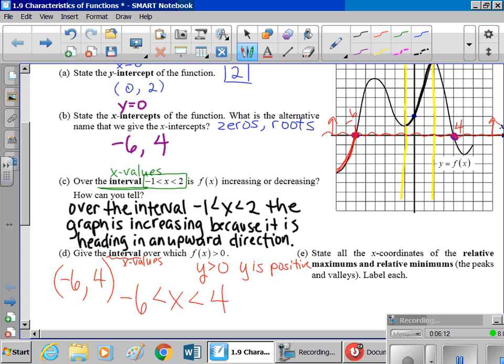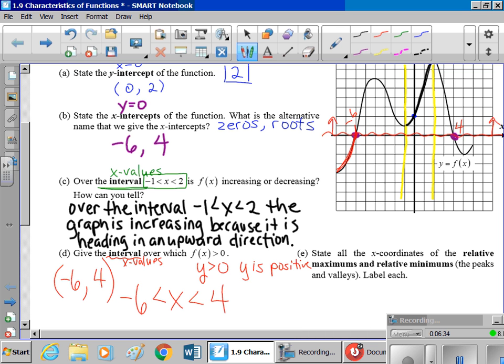Take a minute, think about that, and review what we just talked about on the graph. Part E says state all the x coordinates of the relative maximums and relative minimums, which are the peaks and the valleys. So they're not asking us for the absolute maximum.